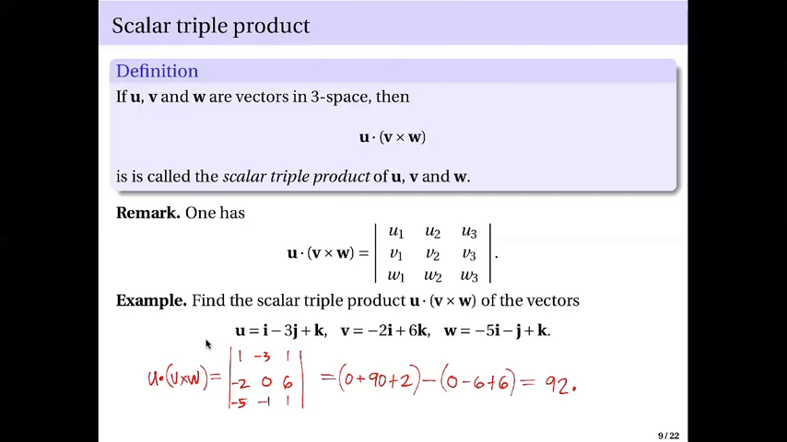Okay? Question? Okay, so that's your scalar triple product.